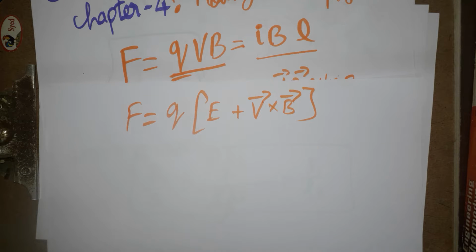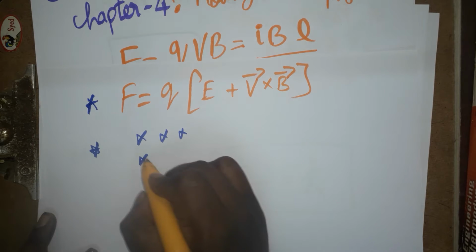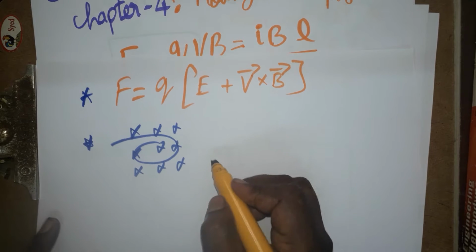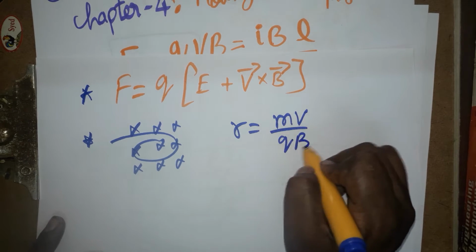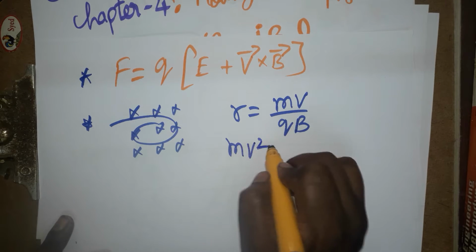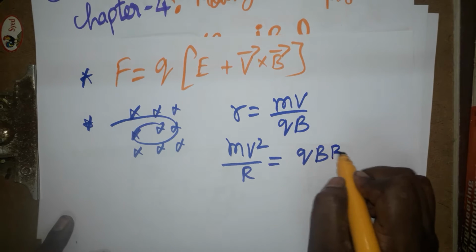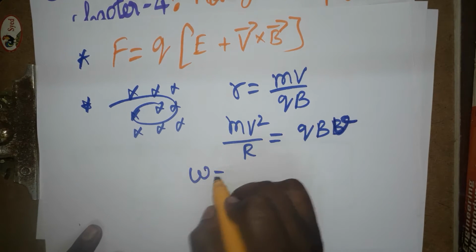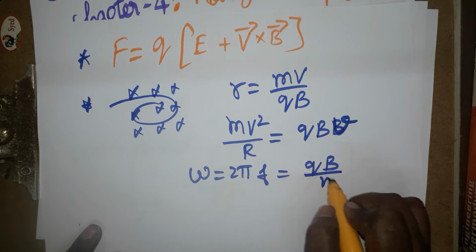Another equation I am going to do. When the charge is moving in a magnetic field, it will make a circular path. So the circular radius is going to be mv divided by qB. I derived this formula using the centripetal force, mv square by r is equal to qvB. If you use these two formulas you can get the radius. Omega is equal to 2 pi f. The final formula is going to be qB divided by m.